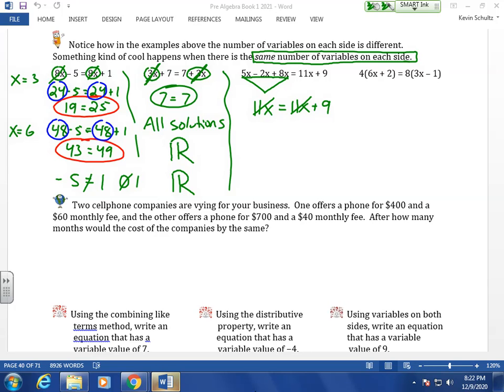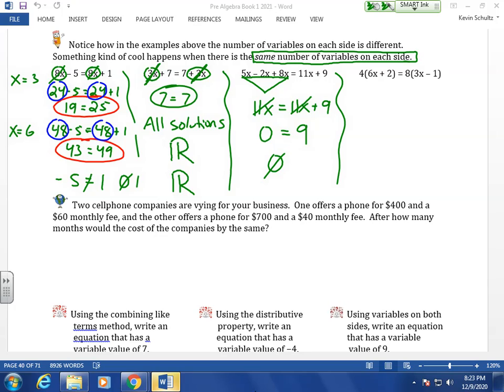And if my 11x cancels out on the left and I'm left with nothing or 0, on the right I'm left with positive 9. 0 doesn't equal 9. And so because this is an untrue equation, it's going to be my no solution. There's no value for x that I could possibly plug in there to make that equation true. The right side will always be 9 greater than the left side. Because on the left side, I've got 11x. On the right side, I've got that same 11x, but I'm adding 9 to it. So it'll always be 9 greater.